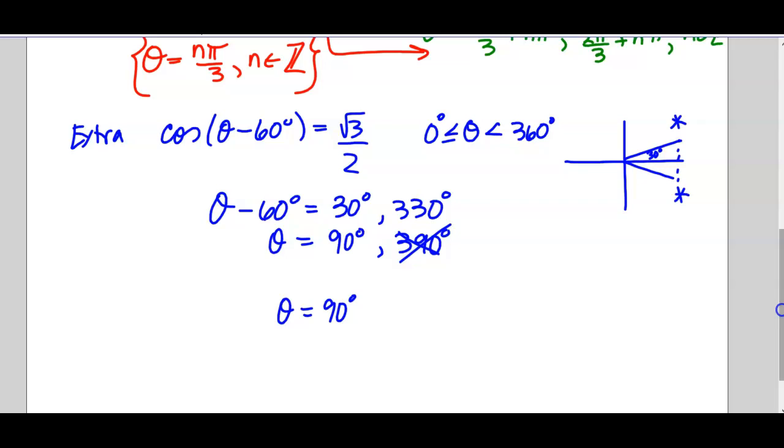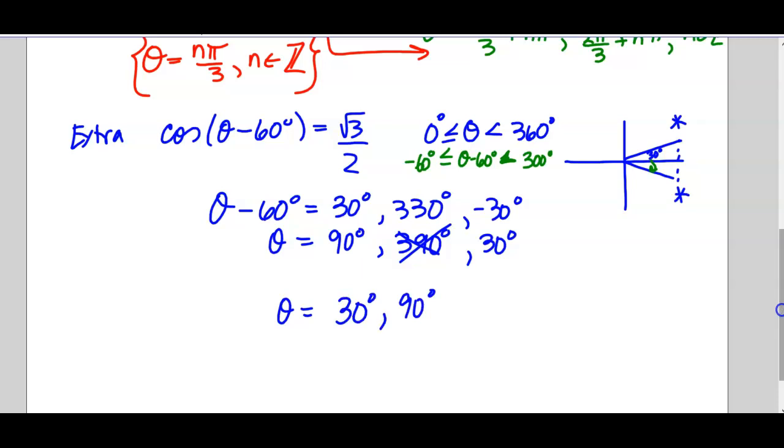Is that it? No. How many am I missing? One. Remember, if I change this to be theta minus 60, then this will be less than 300 and this will be greater than negative 60. And this angle here is negative 30. So back up here, I should add in negative 30. It doesn't have to be in numerical order. If you forget about it, just put it there. Then when I add 60 to that, I get positive 30. It's nice to have these in numerical order. So there's two answers.